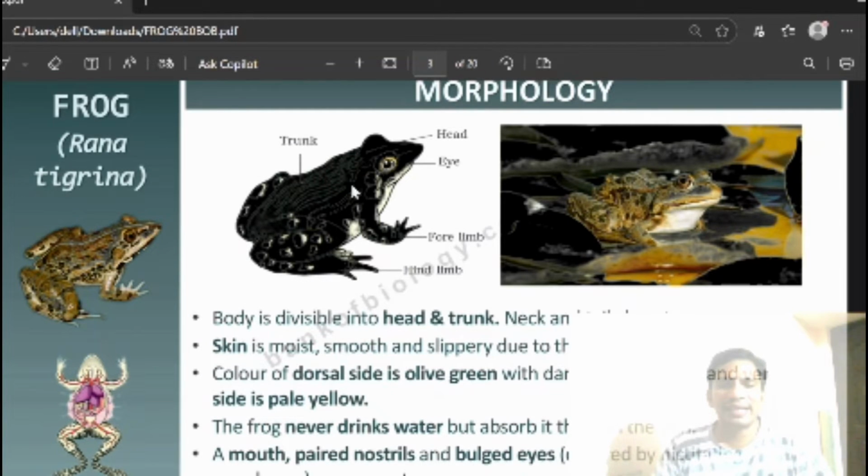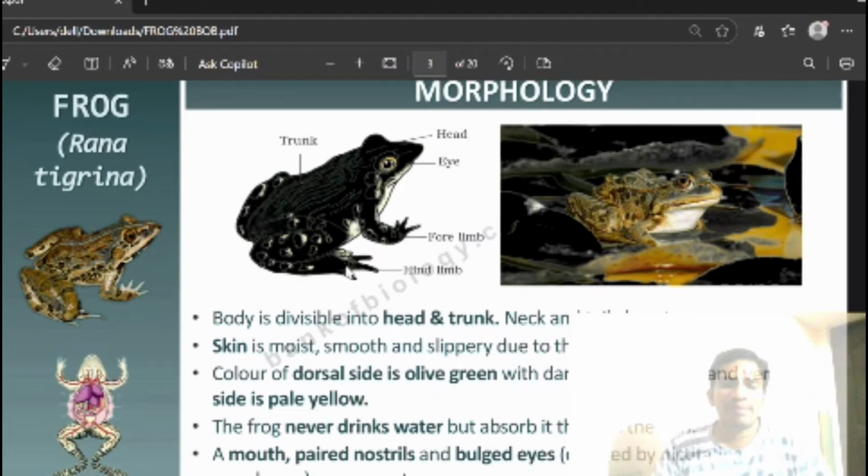Where I'm showing the cursor, this is the ventral part, and this is the dorsal part. The dorsal part of the frog body is olive green in color, with dark irregular spots or patches. The ventral side is pale yellow in color. Moreover, the frog never drinks water, but it is absorbed through the skin.